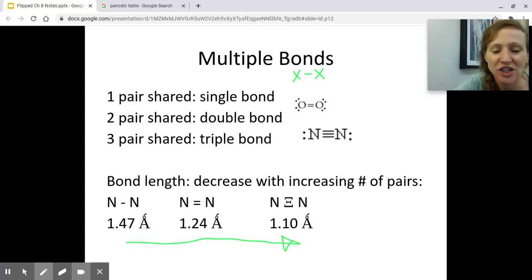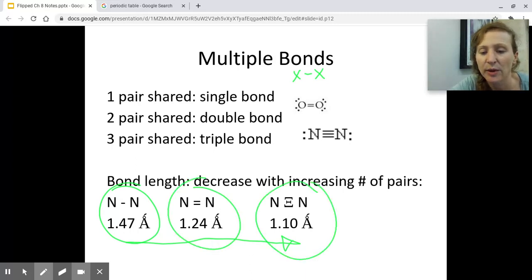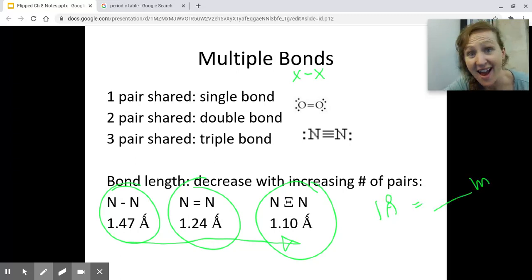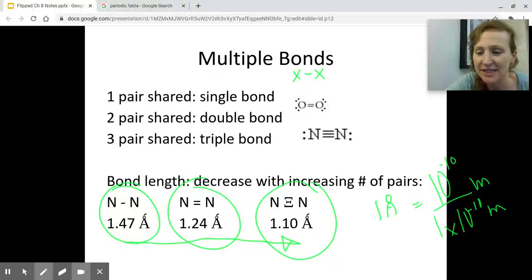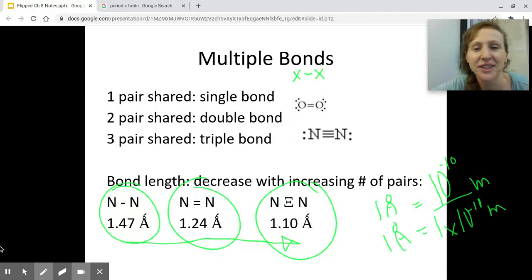You can see that with nitrogen down here. When a nitrogen-nitrogen single bond is formed, it tends to be 1.47 angstroms. A double bond would be 1.24 angstroms, and a triple bond between two nitrogens would be 1.10 angstroms. So it's getting shorter, it's also getting stronger. Fun fact, do you guys remember what 1 angstrom is equal to in meters? It's 10 to the negative 10th. 1 times 10 to the negative 10th meters is equal to 1 angstrom. It's a good reminder.